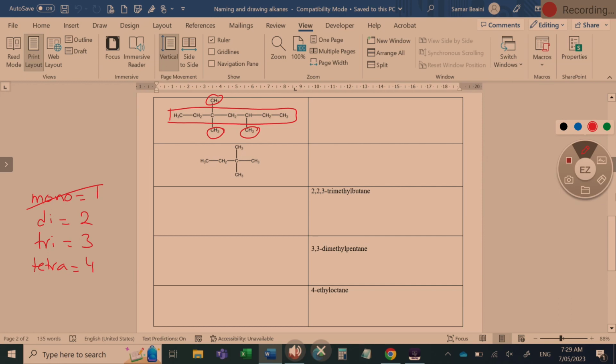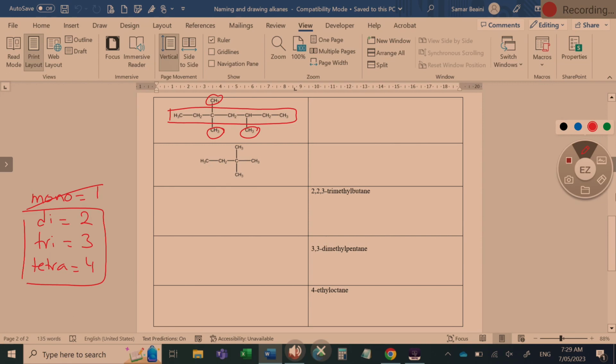Now we don't use mono too much here, okay? Because 1 is 1. You don't have to say it. But you do need to say these ones here. Okay? So if you see 2 or more of the same branch, then you need to use a prefix before. And you're not expected to know more than 4. That's why I stopped at 4. Okay? So I have 3 of them. So I need to say trimethyl.